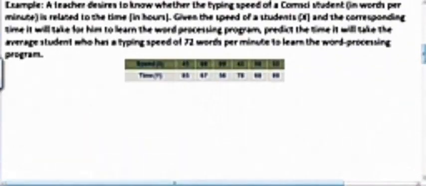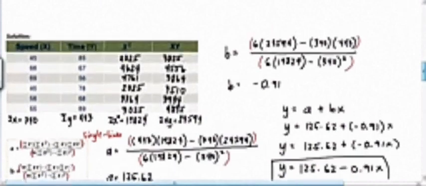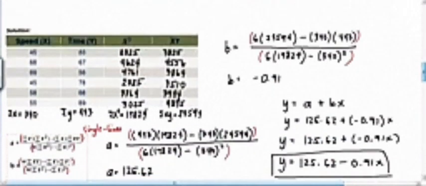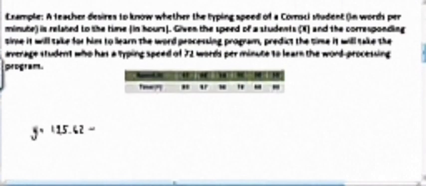Yan. So, meron na tayong equation, which is y is equal to 125.62 minus 0.91x. So, 0.91x. Okay? So, nagbigay siya dito ng 72 words per minute. So, yung tinutukoy na 72 words per minute, that is x. So, basically, pagka nagbigay ng x, ang hahanapin yung y.